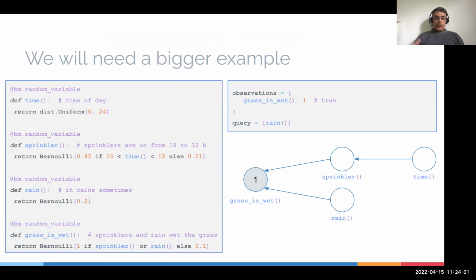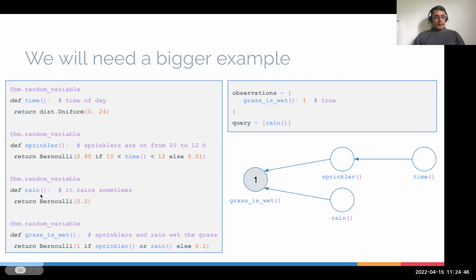And I'm not going to go into all the details, but I'm going to give you an idea how this more efficient inference works. And for that, we'll need a bigger example. So the example that we have now, I have the time of the day, which is just a uniform distribution between 0 and 24 hours. Then I have a sprinkler on my lawn, and that's going to be on or off. And when the time of the day is between 10 and 12 p.m., it's very likely that the sprinkler is going to be on. Otherwise, it's very unlikely that it's going to be on. It's just probability 0.01. But in that particular time range, it's high, 0.95.